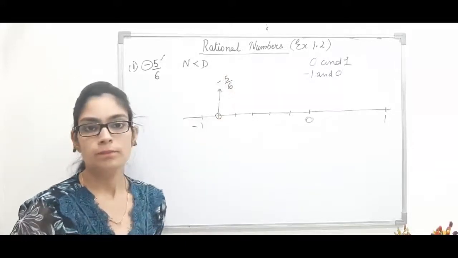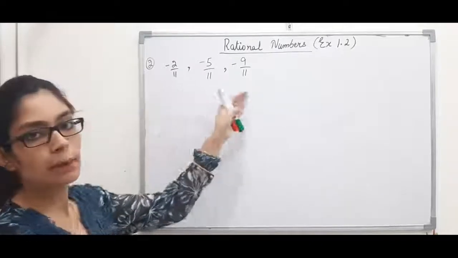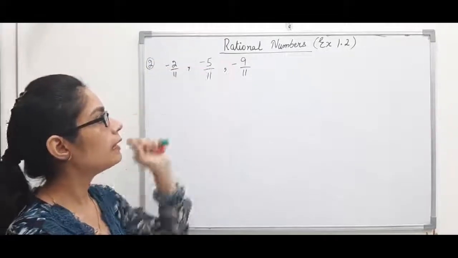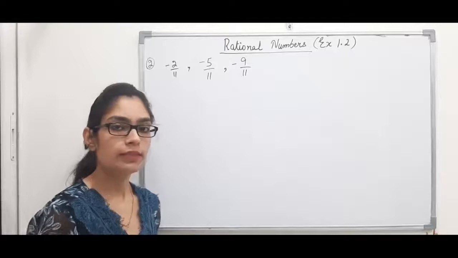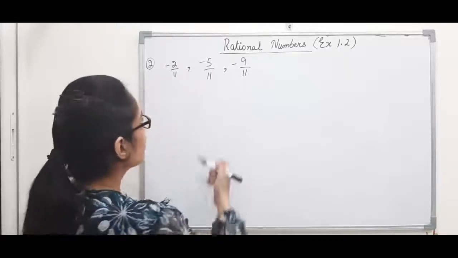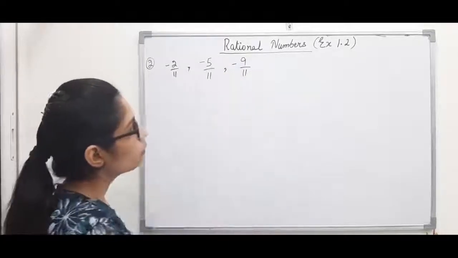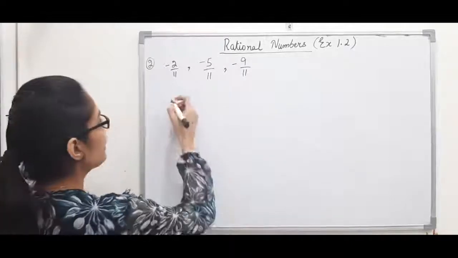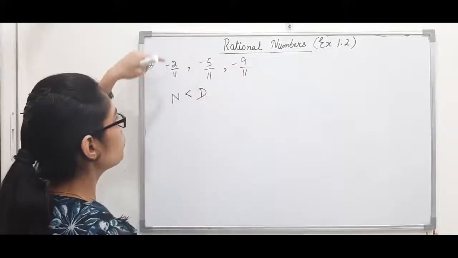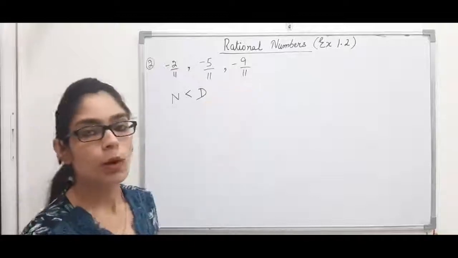Second question, sorry. Question number 2, we have to represent these 3 rational numbers on a number line. -2/11, -5/11, -9/11. So we'll do the same process. First of all, we'll see which case they have given us. 2/11 and 5/11, 9/11. So in all these 3 numbers, we can see numerator is less than denominator. See, 2 is smaller than 11, 5 is also smaller than 11, and 9 is also smaller than 11.